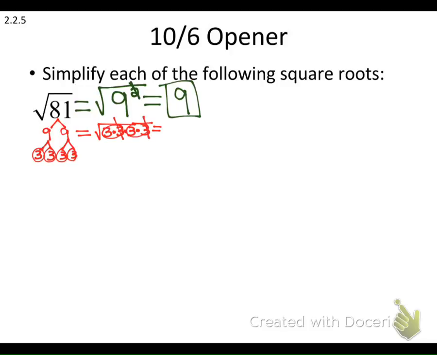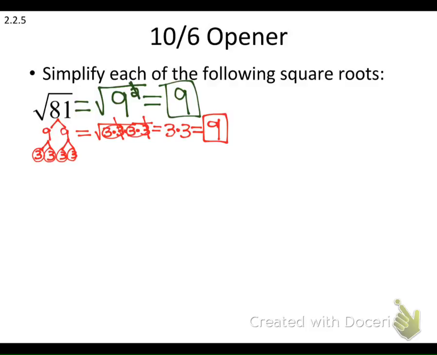And they move to the outside, right? They don't go under the square root sign anymore because they canceled. So then what's 3 times 3? 9. That's what I did. So I did it that way. Either way is acceptable. The big thing is you just have to show your work.